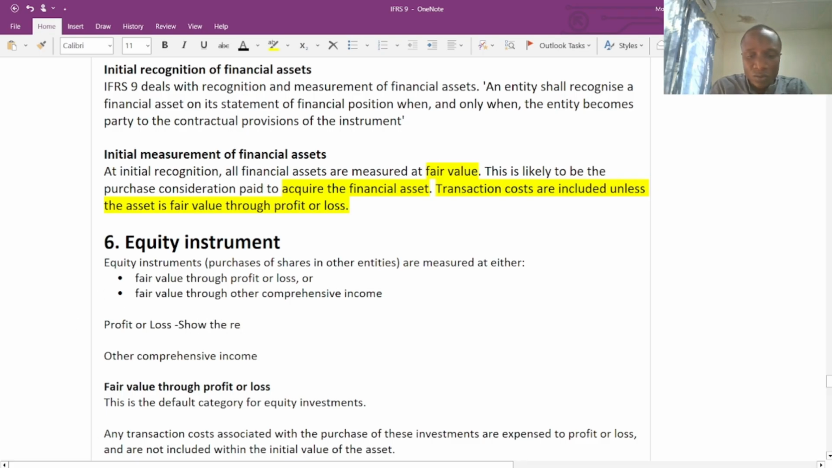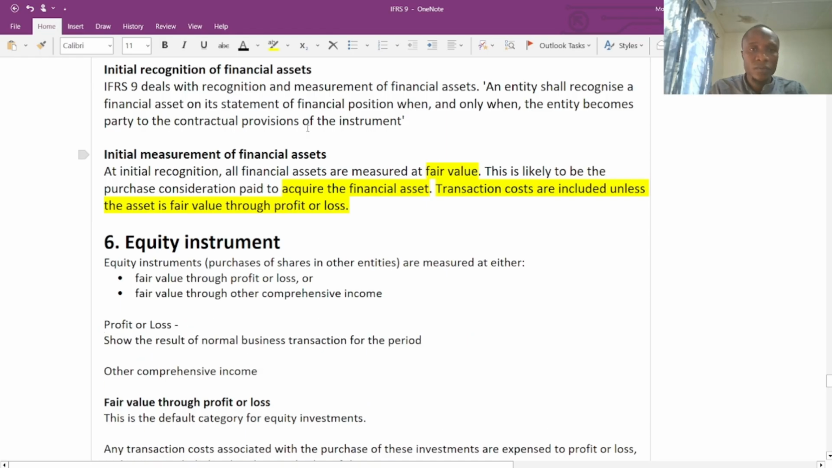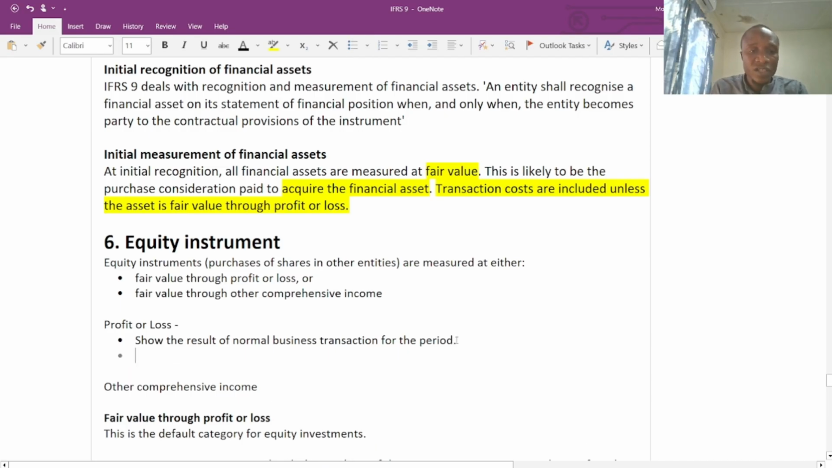So we are going to show the result of normal business transactions for the period. Key point that you need to know: second important point, in most cases, this is the figure.